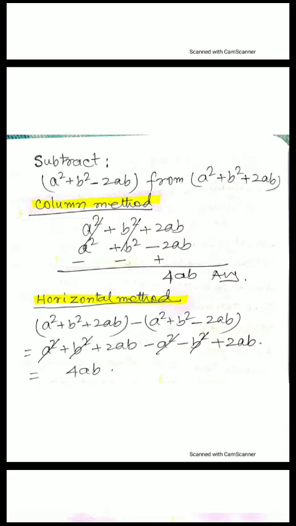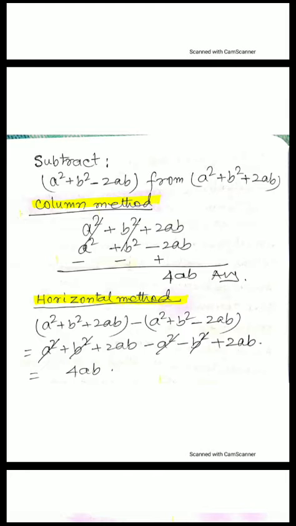Here plus a square, so write the opposite sign, minus a square; plus b square, so write minus b square; minus 2ab, write plus 2ab. Now add it. Plus a square minus a square is 0, plus b square minus b square is 0, plus 2ab plus 2ab is 4ab. Similarly, you can do the horizontal method.